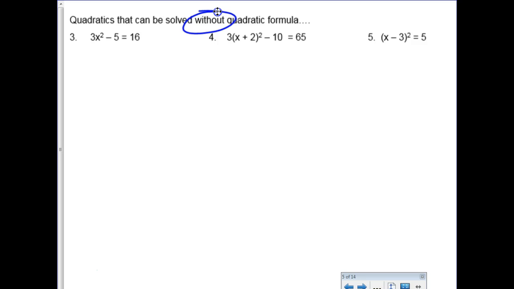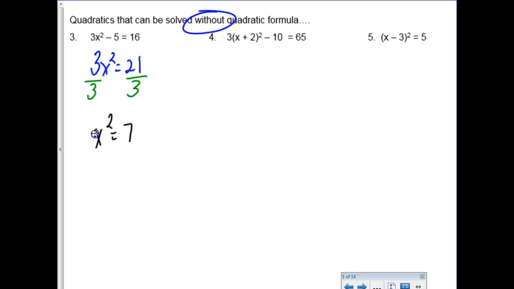So what are my other methods? I could factor it. I could square root it. Does anyone think they have an idea that would be the easiest in the way this one's set up? What do you think? Sounds like you're square rooting, and that's a good choice. There's only one x in this problem, so if you isolated it, like she said, we're going to add the 5, so 3x squared equals 21, and we're not square rooting yet, right, because we're not isolated. You're going to divide both sides by 3, and you get x squared equals 7.